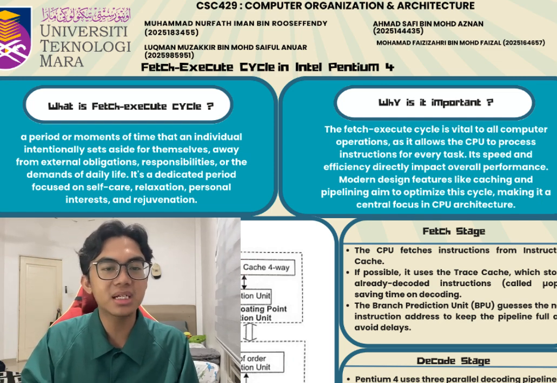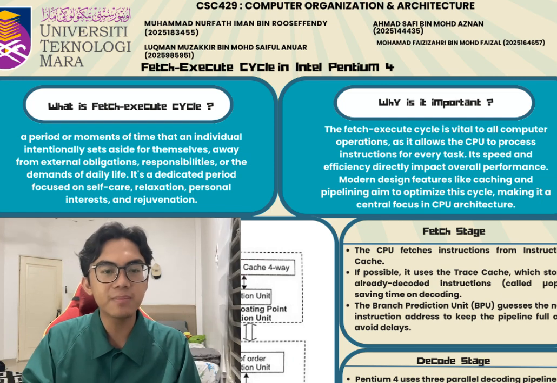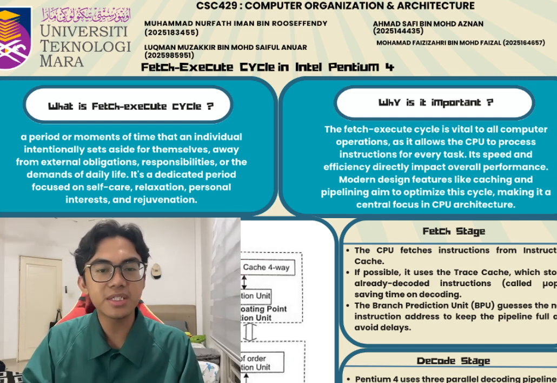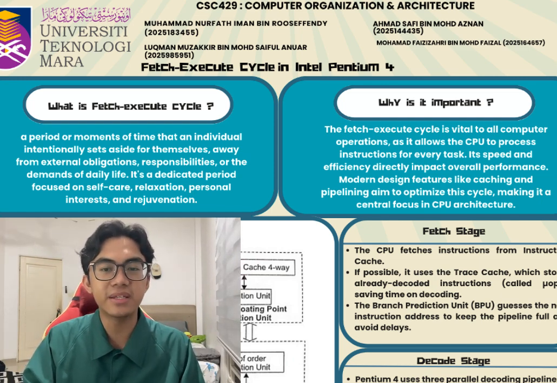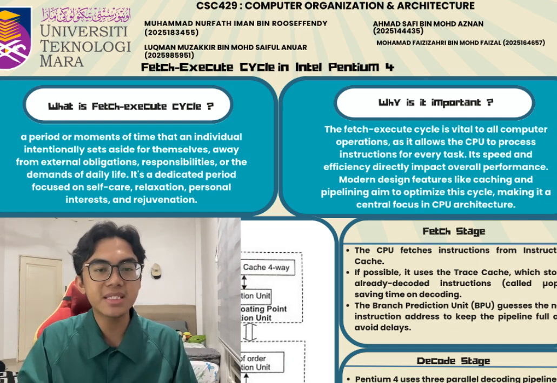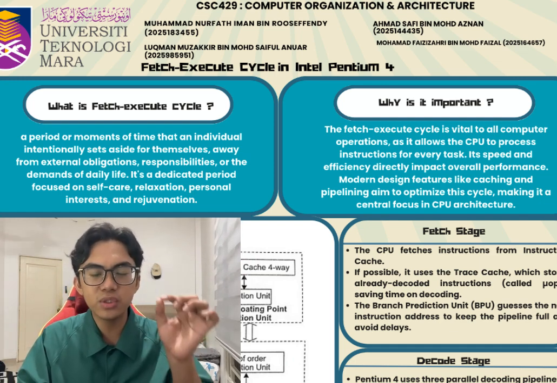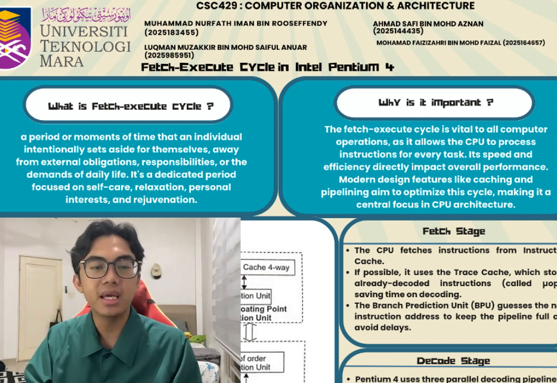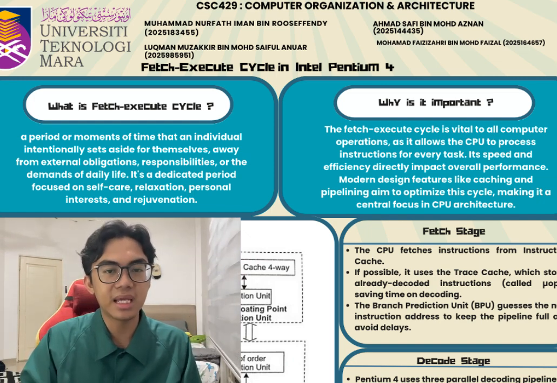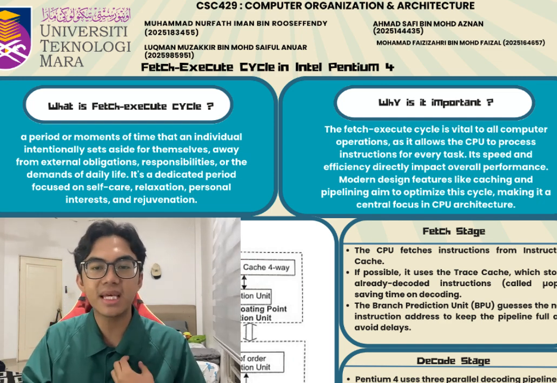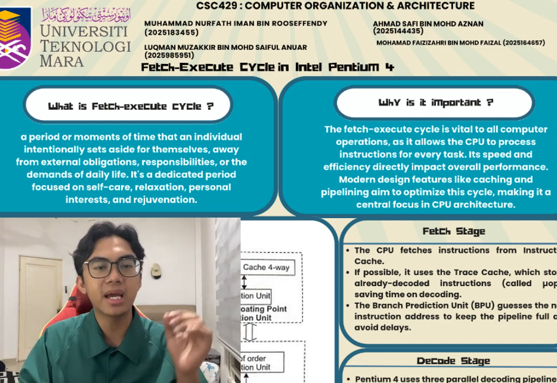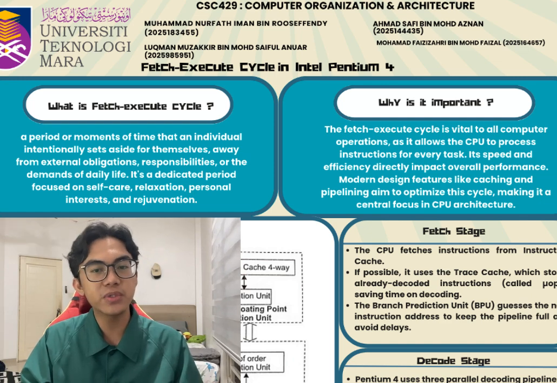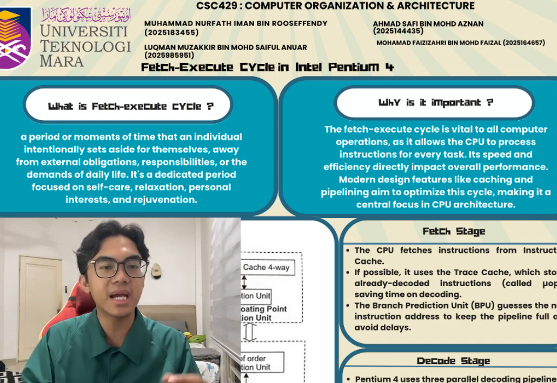To improve this cycle, modern CPU designs use several techniques such as pipelining, which allows multiple instructions to be processed at once in different stages. They also use caching, which stores frequently used data closer to the processor to reduce delay. In more advanced processors, like the Intel Pentium 4 that we studied, features like trace cache and hyperthreading are introduced to make this cycle even faster and more efficient.